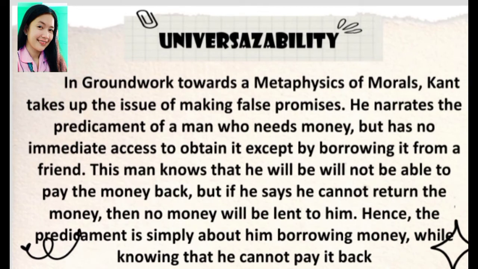In Groundwork of the Metaphysics of Morals, Kant takes up the issue of making false promises. He narrates the predicament of a man who needs money but has no immediate access to it except by borrowing it from a friend. This man knows that he will not be able to pay the money back, but if he says he cannot return the money, then no money will be lent to him. Hence, the predicament is simply about him borrowing money while knowing that he cannot pay it back.